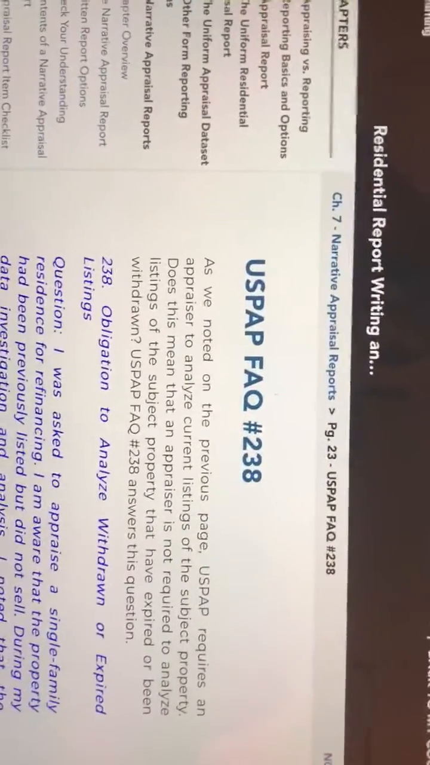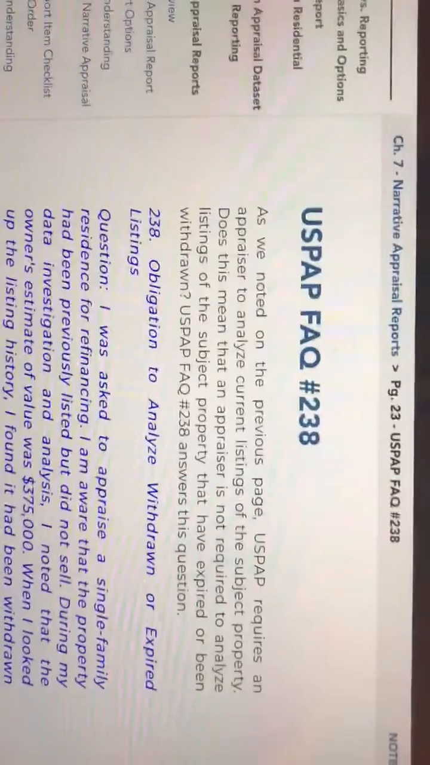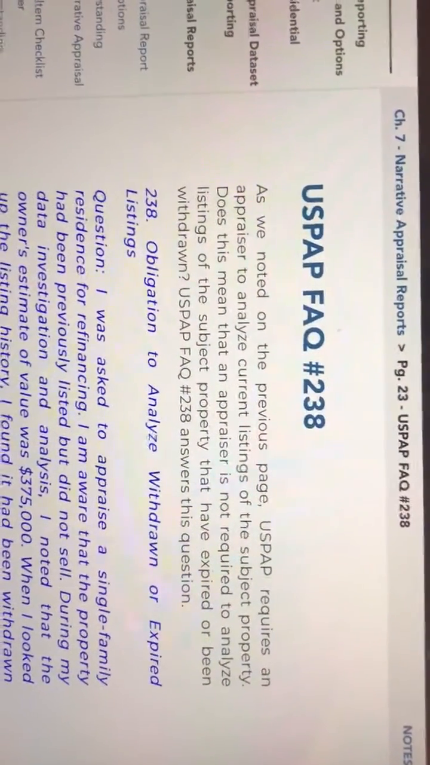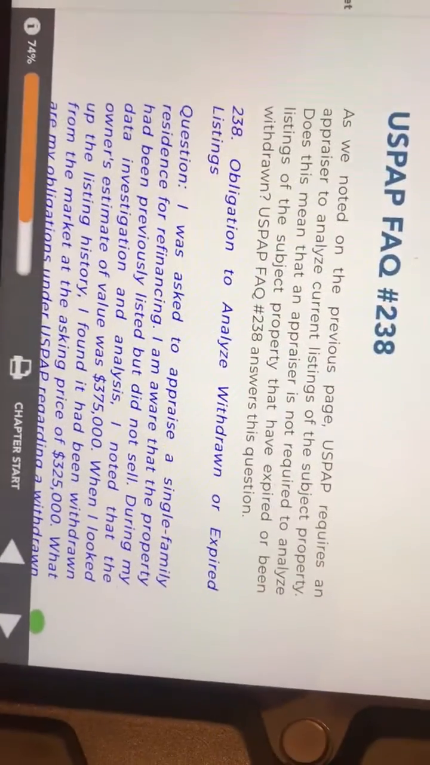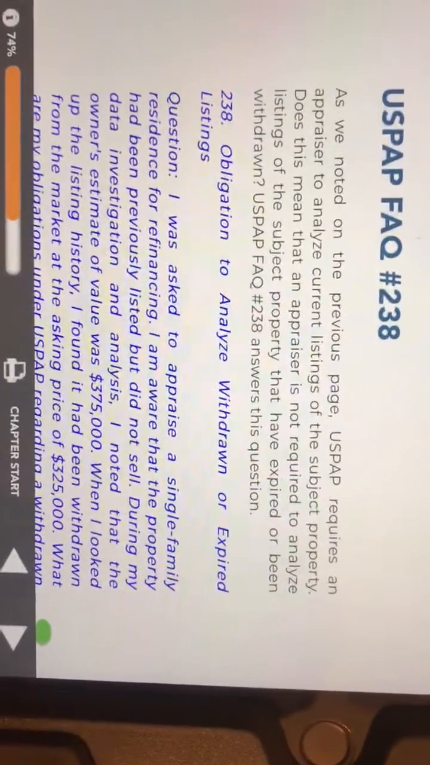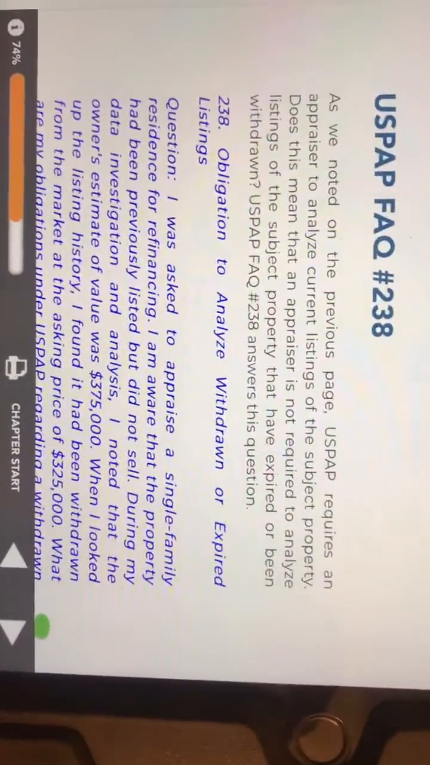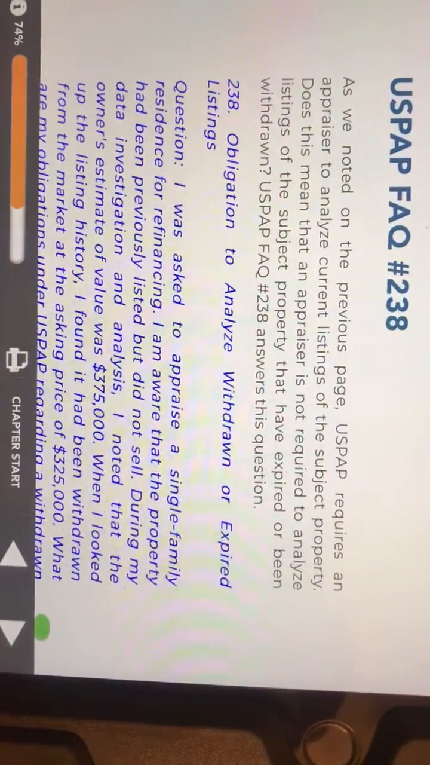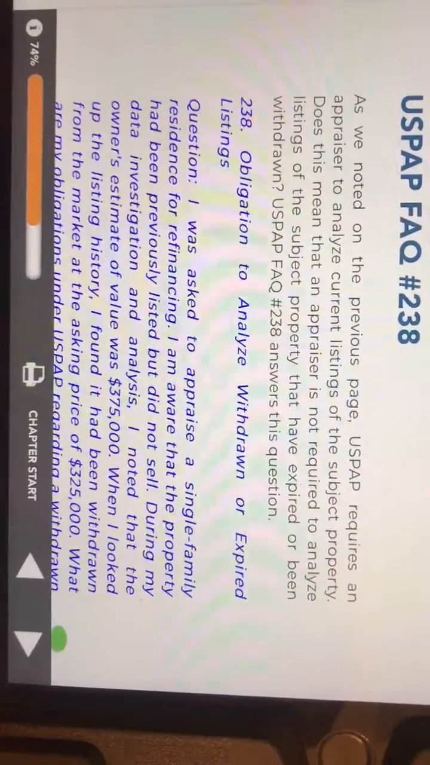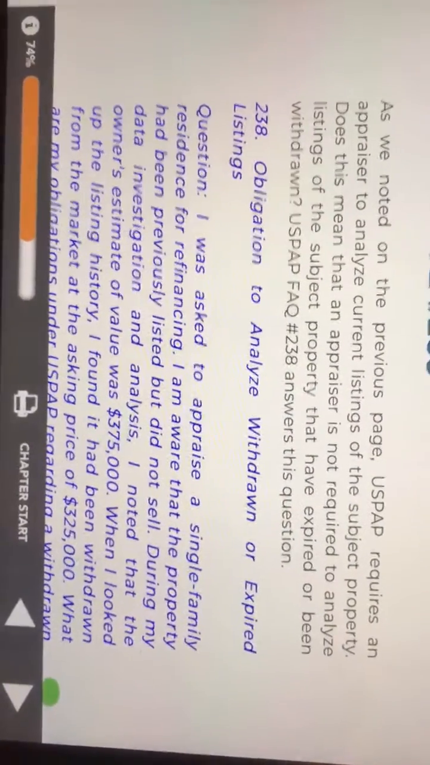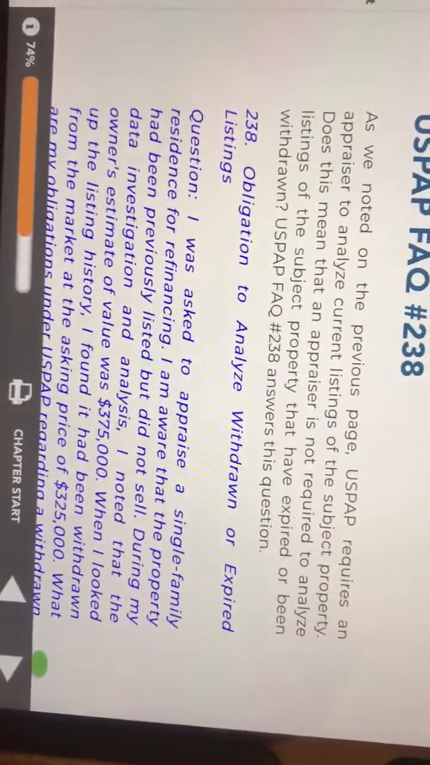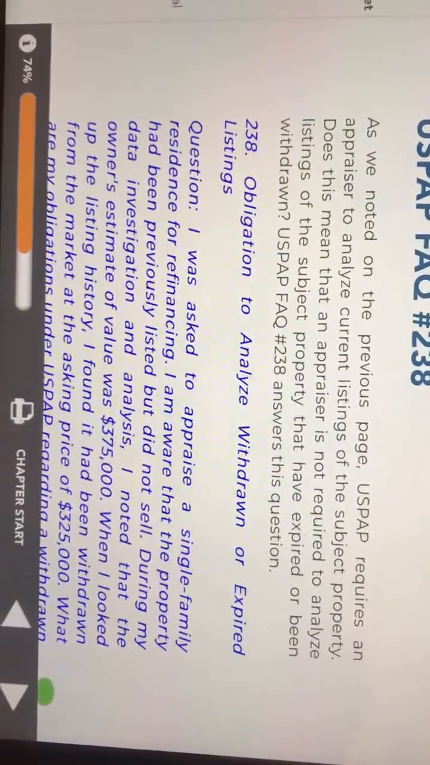Residential Report Writing and Case Studies, Chapter 7, Narrative Appraisal Reports, page 23, USPAP FAQ number 238. As we noted on the previous page, USPAP requires an appraiser to analyze current listings of the subject property. Does this mean that an appraiser is not required to analyze listings of the subject property that have expired or been withdrawn?